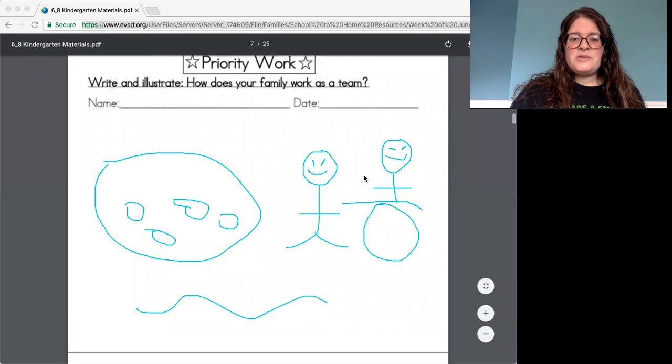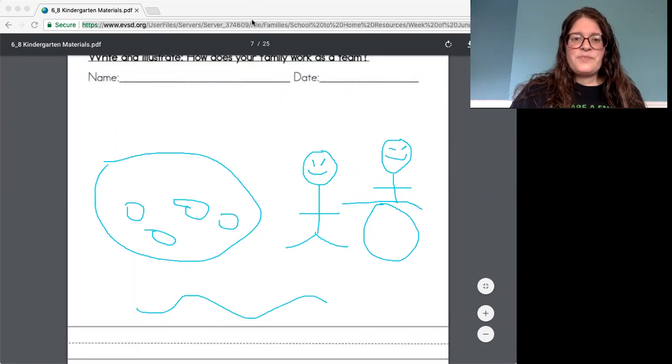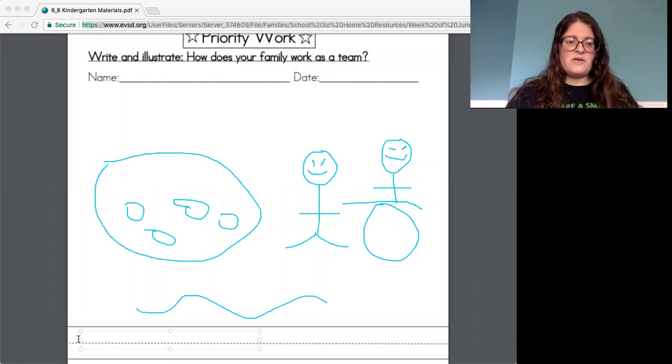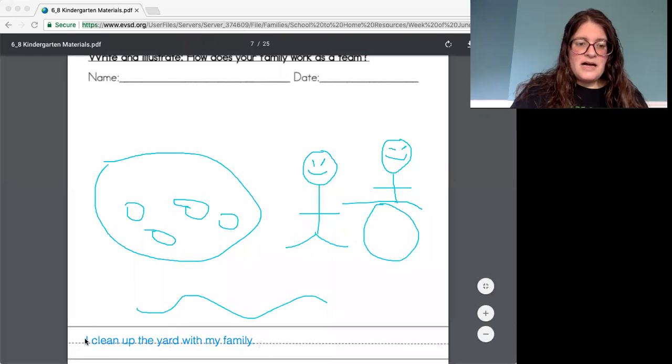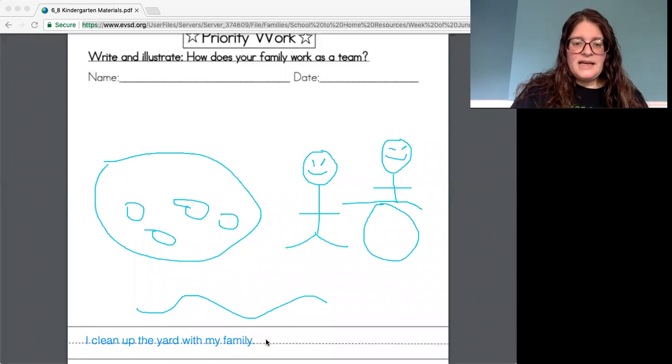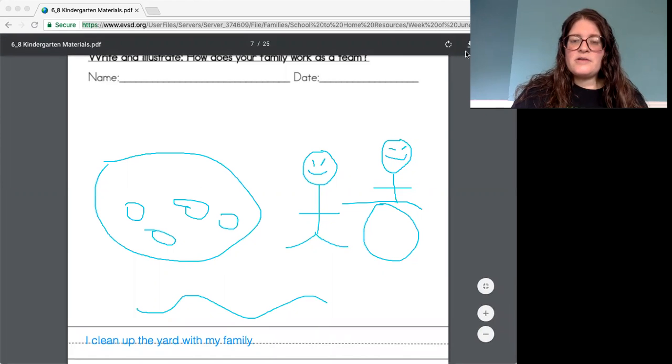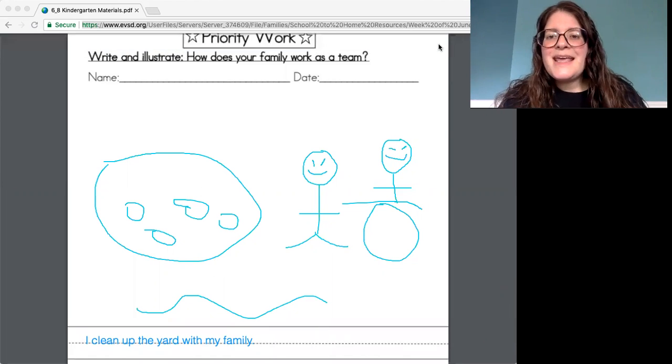And then I'm going to scroll my page down, and then I'm going to type some letters here for what I do. So I'm going to say, I clean up the yard with my family. Notice how I have a capital letter I and a period at the end. It's kind of hard to see, but you try doing that on your paper this week.